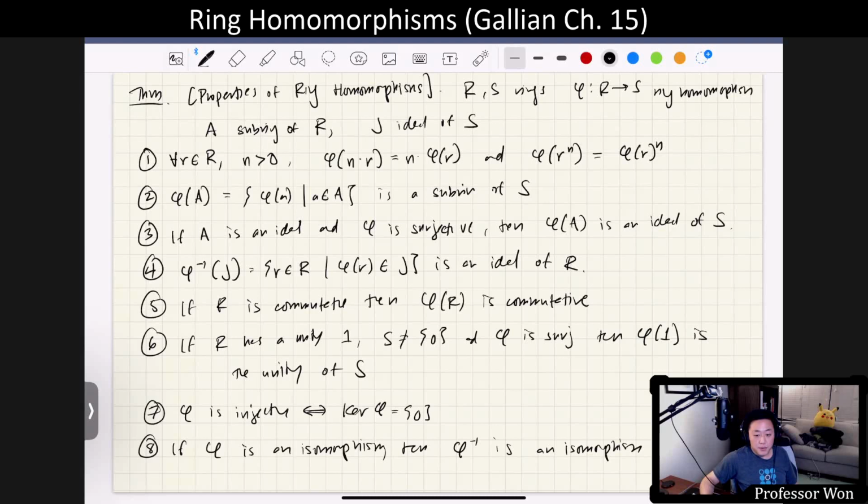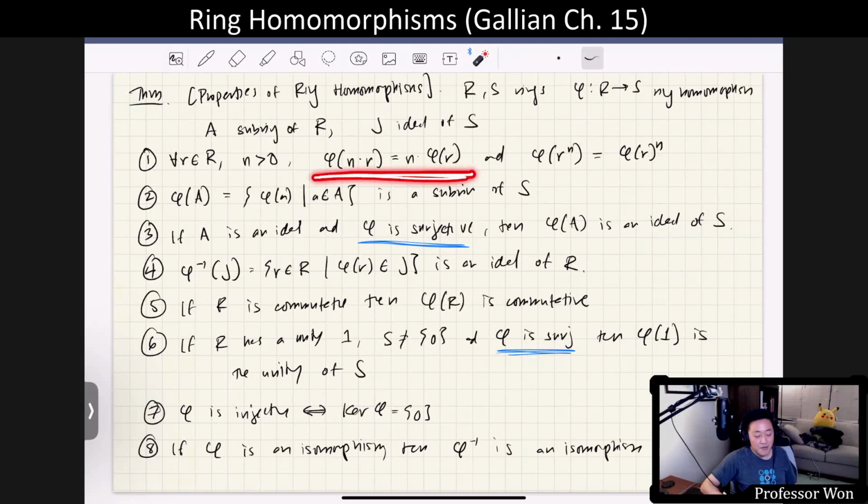So let's prove some of these things, I guess 1 through 4. So let's prove the first half, and then let's also talk about examples that show why you need surjectivity here and here. Okay, so the first part, this statement here is just a statement that we learned inside of group theory, right?